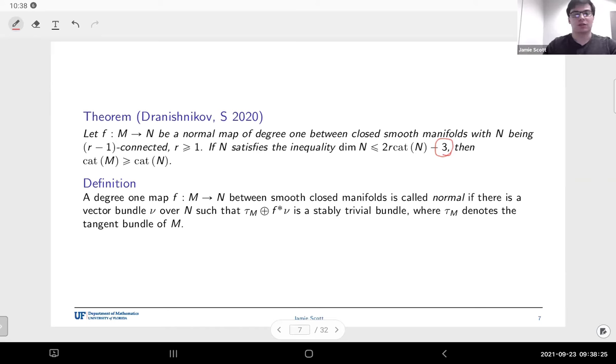And just as a reminder, what is a normal map? This is a condition we need to do surgery on the kernels. But basically, if you have a degree one map between smooth closed manifolds, it's called normal if given a vector bundle mu over the codomain N, then the tangent bundle of M plus the pullback of mu by f is a stably trivial bundle.